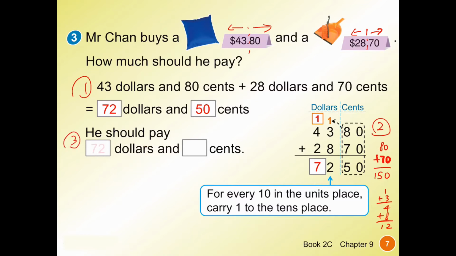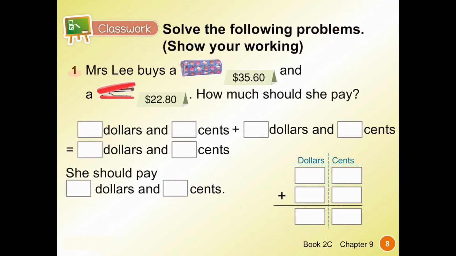He should pay $72.50. So here comes the classwork. Question number 1. Mrs. Lee buys a pencil case which costs $35.60 and a stapler which costs $22.80. How much should she pay?